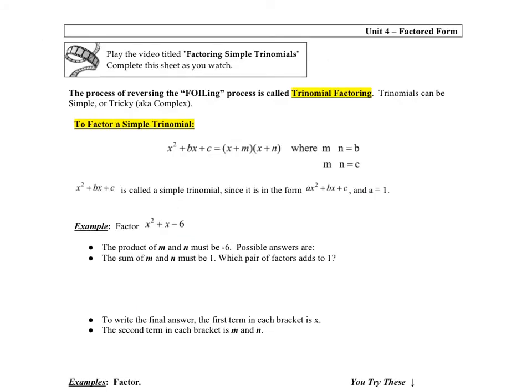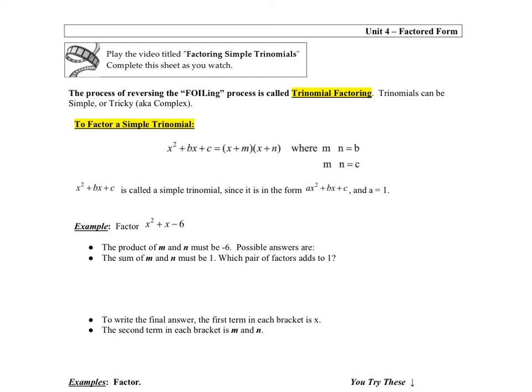So in the previous unit, we were given a factored equation, so something like this, and we FOILed to get it into standard form. Now we're going to do the opposite of that process, and we're going to start with our standard form and get it into factored form, and that's trinomial factoring.